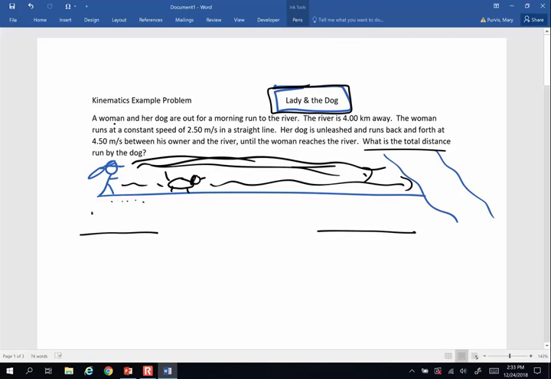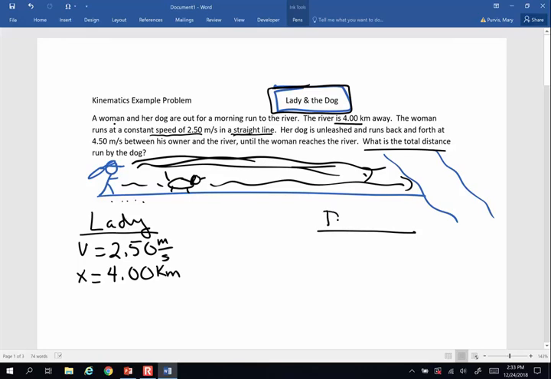So first off, I'm going to talk about the lady. Now, the lady is running at a constant speed of 2.5 meters per second in a straight line. So that actually means that's her velocity, because it's a straight line. I'm not putting a little hat over it because it's not average, it's constant. She's running to the river, which is 4 kilometers away, and kilometers is a displacement, so I'm going to put that down as the displacement that she's traveling. That's all I know about the woman.